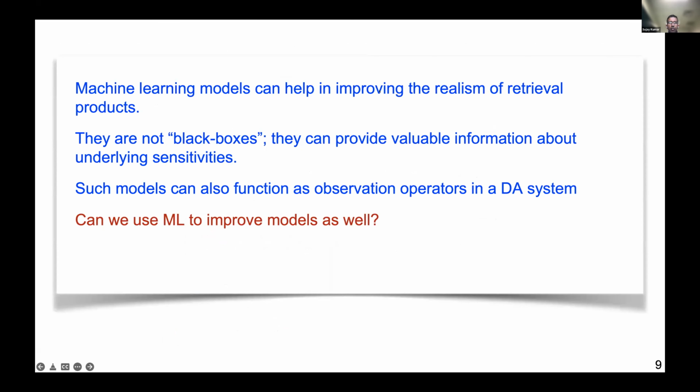So the outcome of this exercise is that yes, it seems to be doing better in terms of producing better retrievals. They're not exactly black boxes as they're often termed. They can provide valuable information about the underlying sensitivities, which we can use to improve our retrieval models, or even the notion of what kind of channels are important for measurement. And if these work, we can turn them around and use them as observation operators within a data assimilation system.